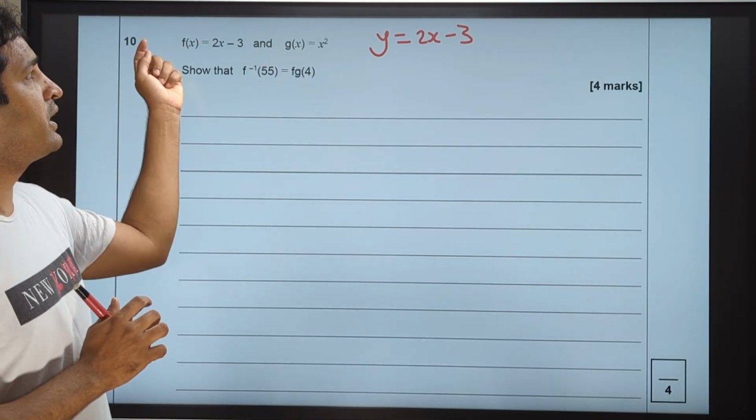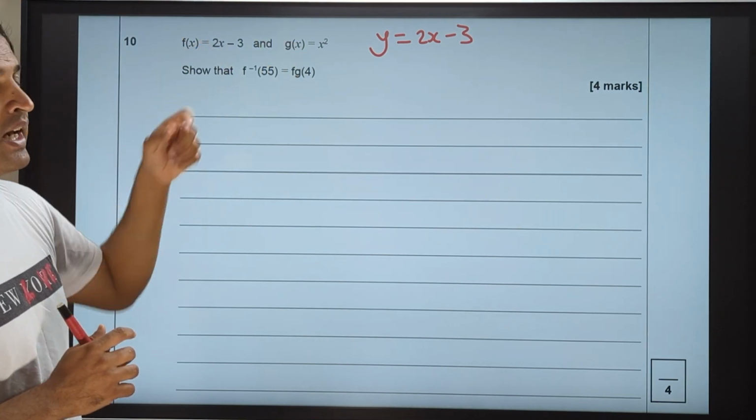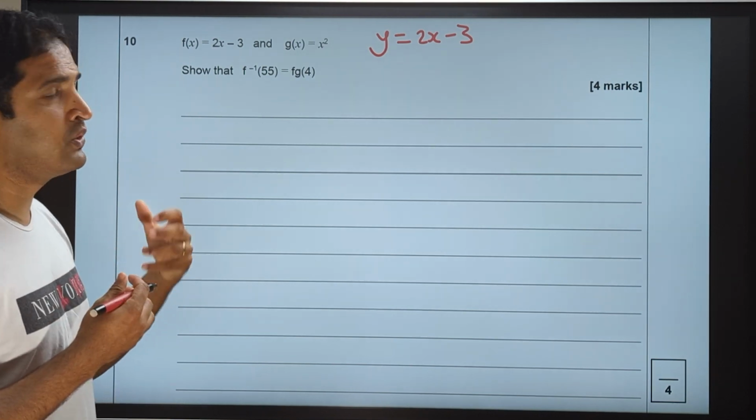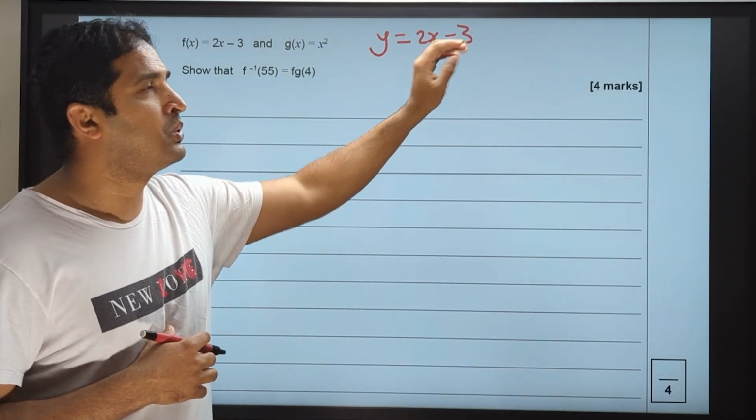And the reason we're using g of x and f of x instead of y is that there are two separate functions, so we don't want to get confused when we're working with them. And again, what is that function y equal to 2x minus 3?